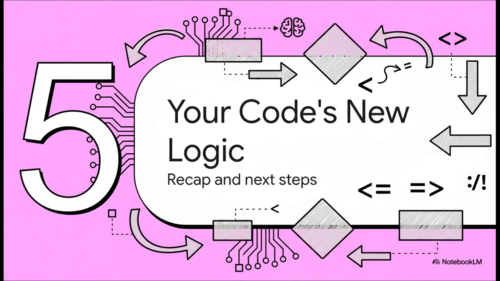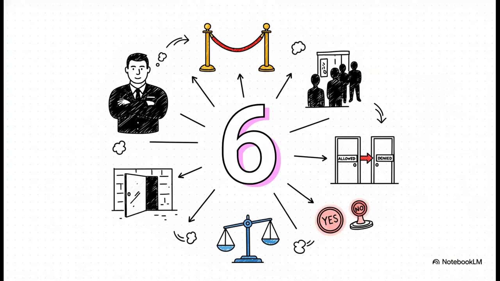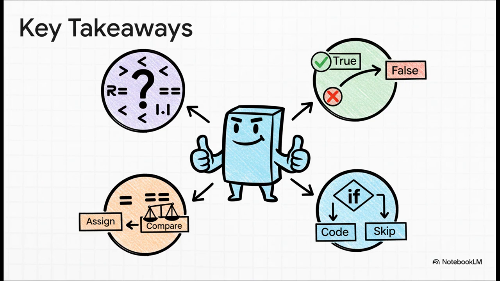Let's do a quick recap of what you've just wired into your coding brain. You now officially have the Bouncer's Complete Toolkit. That's 6 core operators that give your code the power to compare anything and make a judgment call. So, to nail it down, the operators ask the questions. The answers are always Boolean, true or false. Remember, a single equals tells a value what to be. A double equals asks what it is. And finally, if statements are the action takers. They use those true or false verdicts to decide what to do next. You've basically just learned the entire foundation of how programs think.